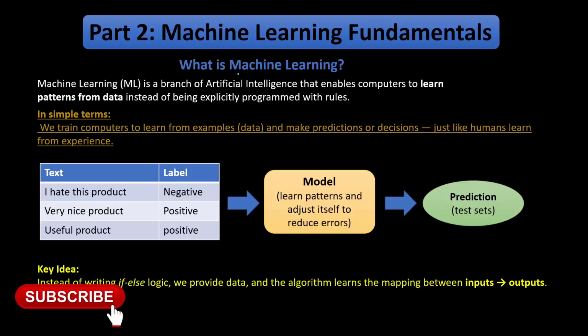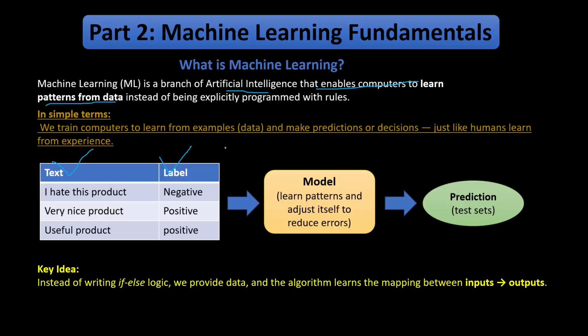Machine learning is a branch of artificial intelligence that enables computers to learn patterns from data instead of being explicitly programmed. So in machine learning, the key idea is very simple. Instead of writing if-else logic that we do in normal or rule-based programming, here we provide a dataset and the algorithm learns patterns or the mapping between input and output features.